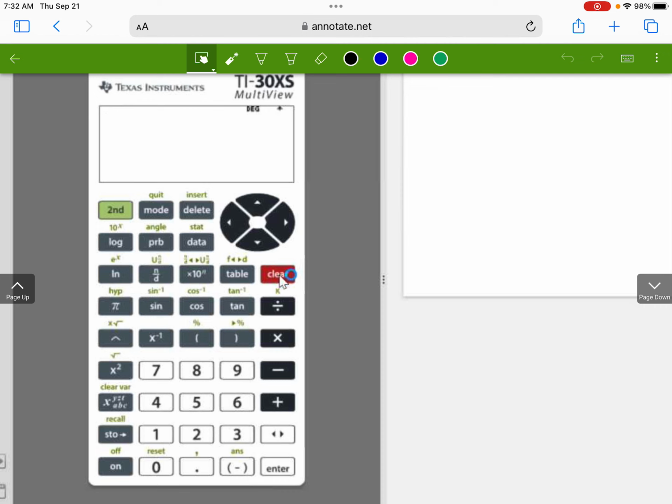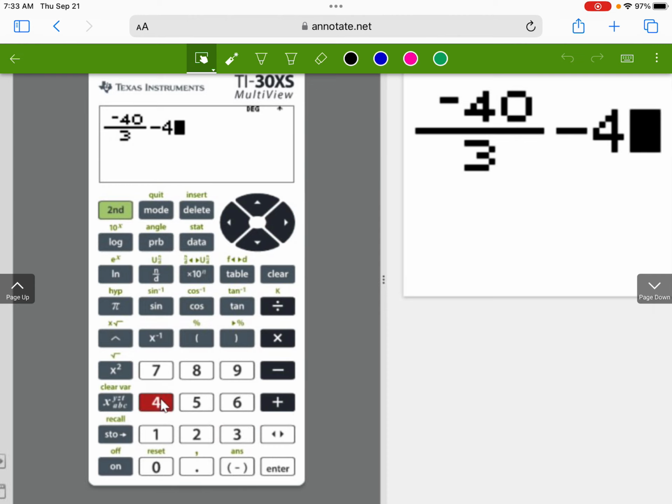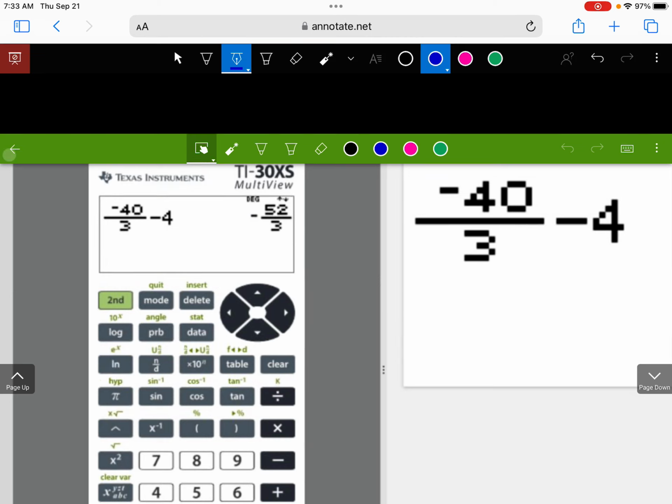So second column, third button down, N over D. The negative button that we use is way down here at the bottom. Use this one, not this one. This is negative, this is subtraction. I know they look very, very similar, but they are different thoughts. So negative 40 over 3 minus 4, and we get negative 52 thirds.